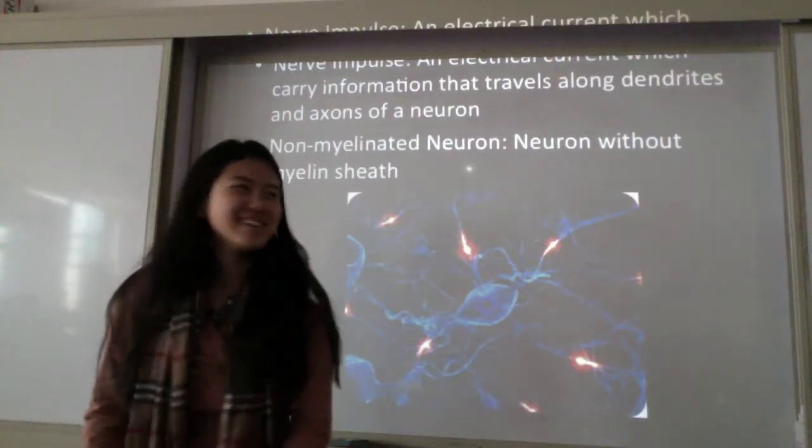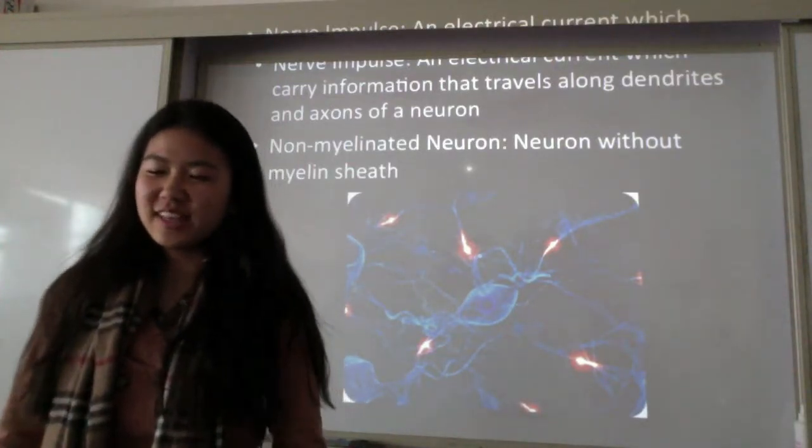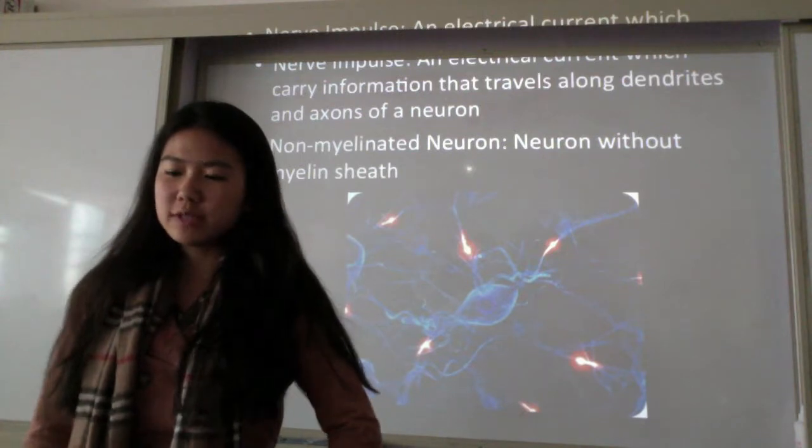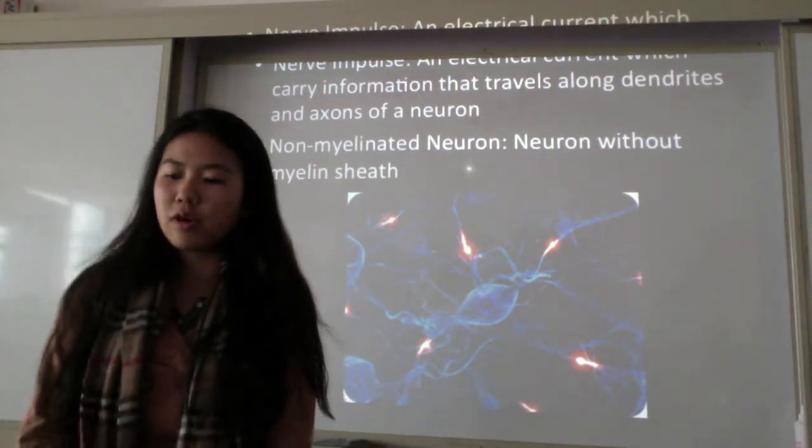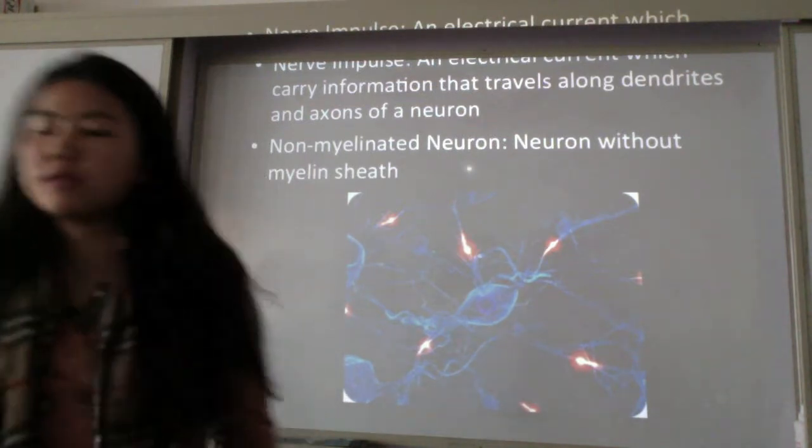A nerve impulse is an electrical current that carries information and travels along the dendrites and axons of the neuron. And a non-myelinated neuron is basically a neuron without a myelin sheath.